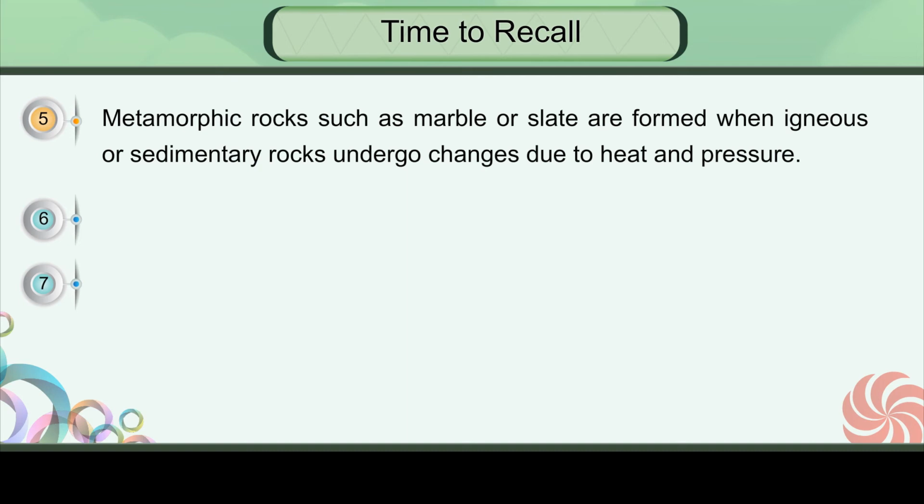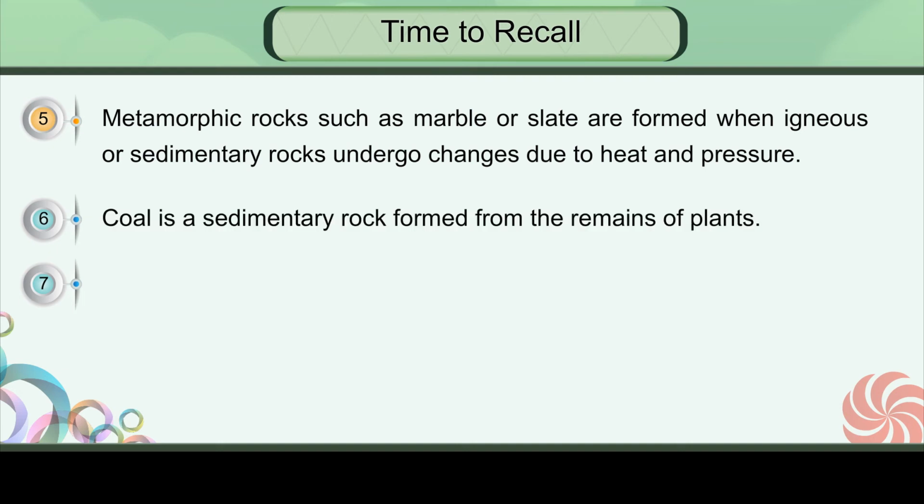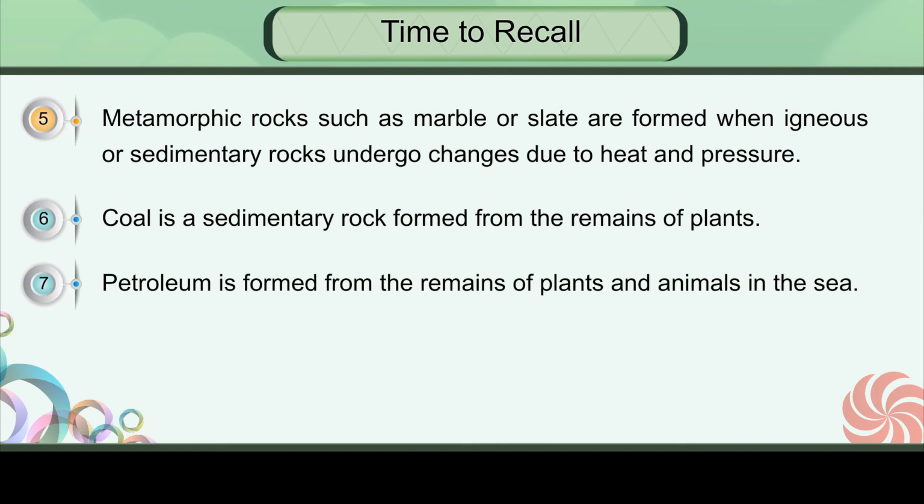Metamorphic rocks such as marble or slate are formed when igneous or sedimentary rocks undergo changes due to heat and pressure. Coal is a sedimentary rock formed from the remains of plants. Petroleum is formed from the remains of plants and animals in the sea.